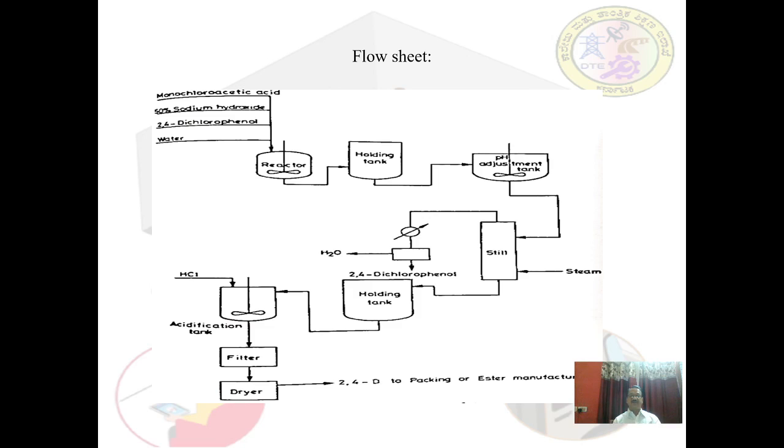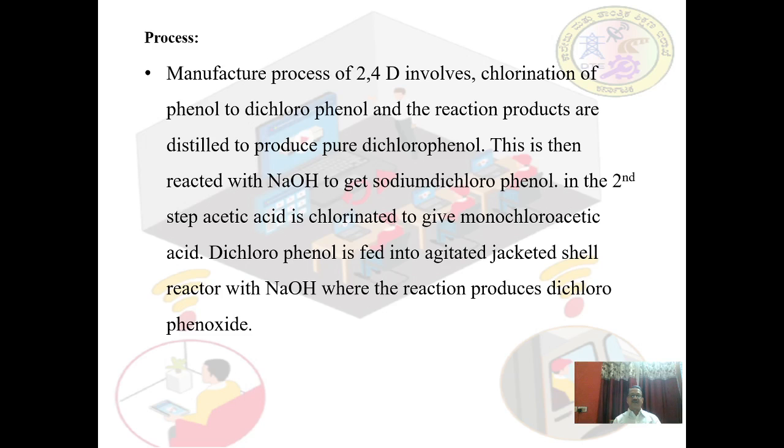This is the flow diagram for the production of 2,4-D, that is 2,4-dichlorophenoxyacetic acid. Let us see the process. The manufacture of 2,4-D involves chlorination of phenol to dichlorophenol, and the reaction products are distilled to produce pure dichlorophenol. This is then treated with sodium hydroxide to get sodium dichlorophenol.